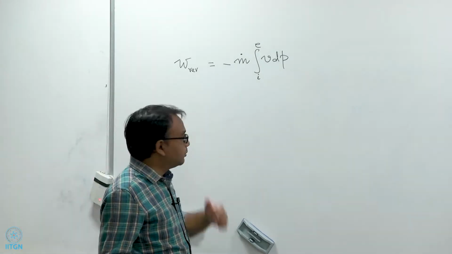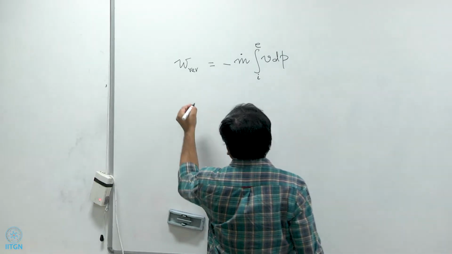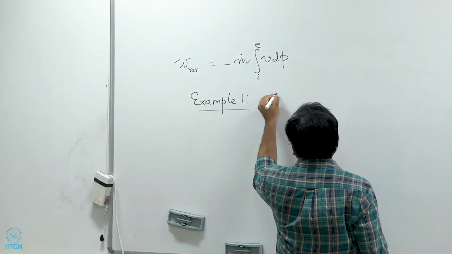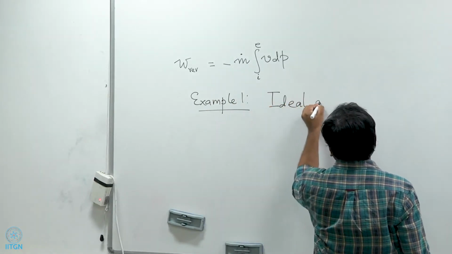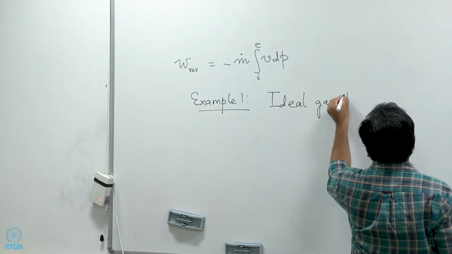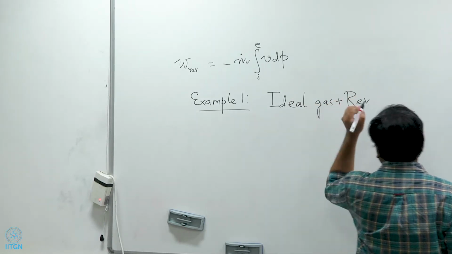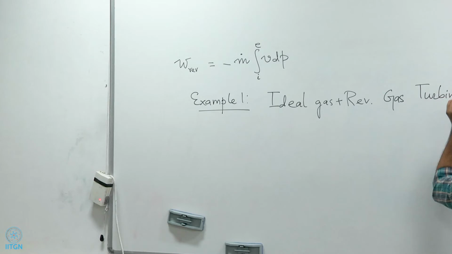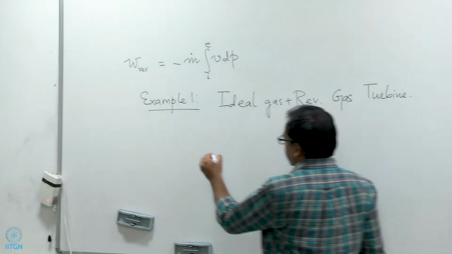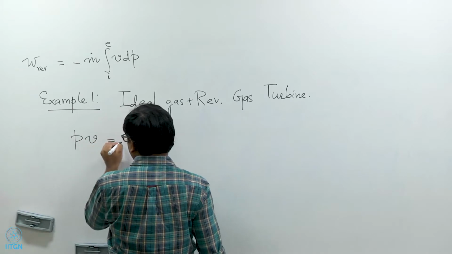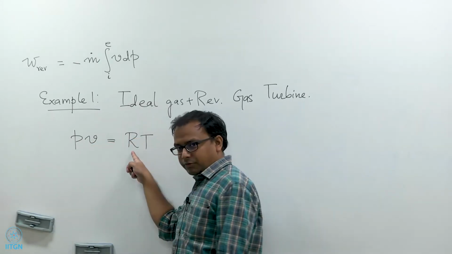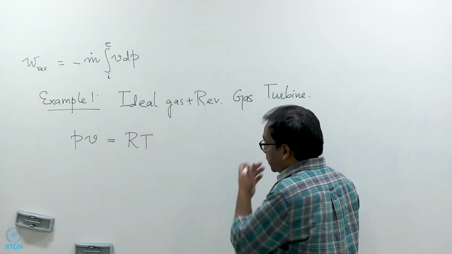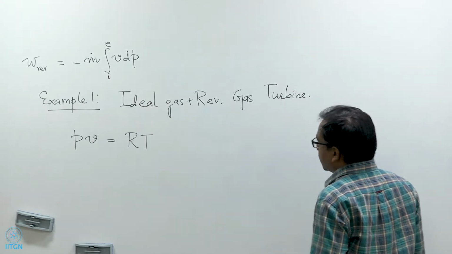Let us see an example. Example 1 is an ideal gas and a reversible gas turbine. We know that for an ideal gas PV is equal to RT, where R is the specific gas constant, T is the absolute temperature, V is the specific volume and P is the pressure. So, let us see what we can do.